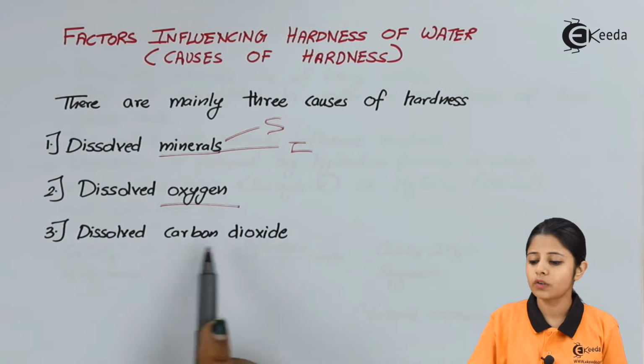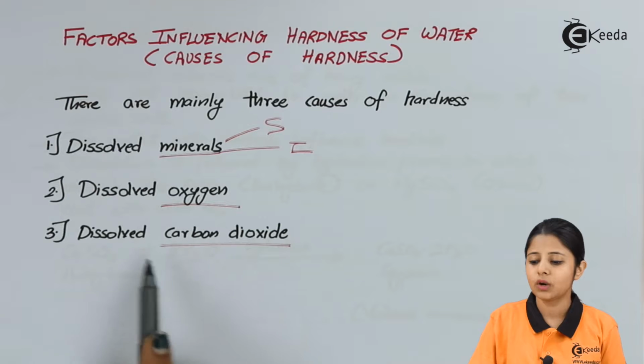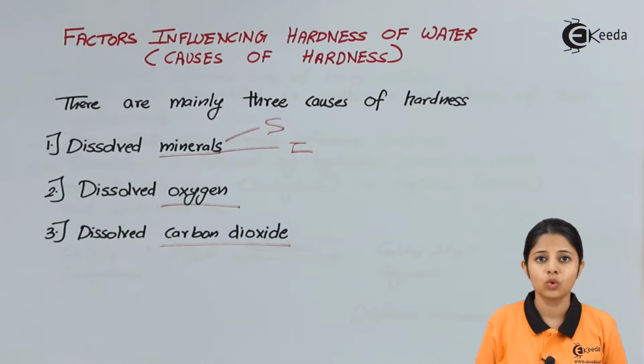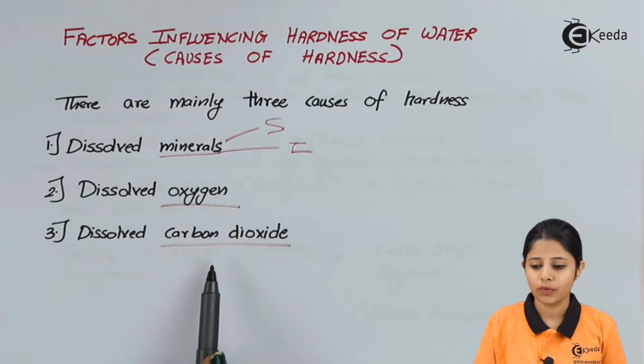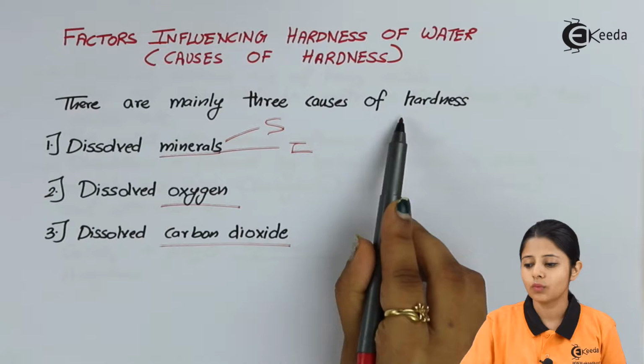The third is dissolved carbon dioxide. Again, carbon dioxide is a basic gas, CO2, which is dissolved in water in many cases. Because of many influences or many types of effluents which are thrown into water, CO2 gets scattered. Even we have organic compounds in water. Now these organic compounds react with the oxygen and produce CO2, and this CO2 may just remain dissolved in water. So because of all these basic factors, we have hardness in water.